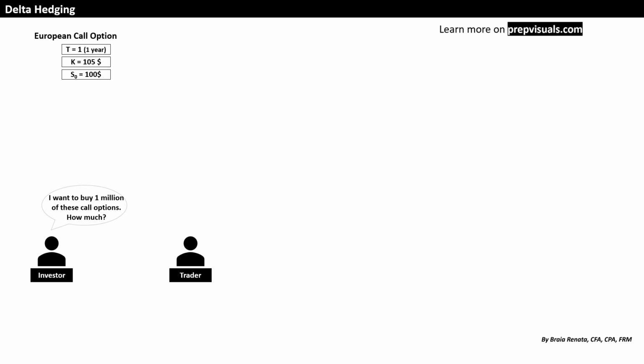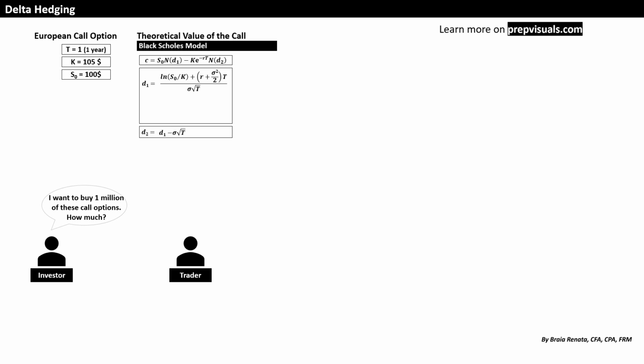And then the trader, before giving a price, goes ahead and calculates the theoretical value of this call option by using the Black-Scholes model. He gathers the additional inputs he would need, such as the risk-free rate and the volatility of the underlying. And once we have these inputs, the valuation of the call option is a simple plug and play with a bit of work with the cumulative distribution function.